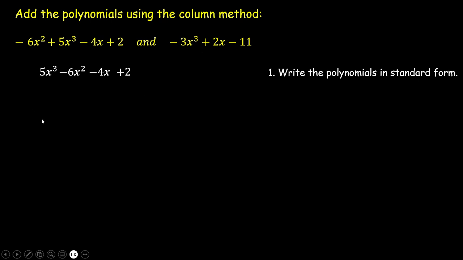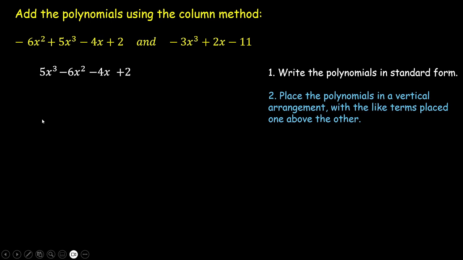Now, let's write down these polynomials in the vertical arrangement. So, here we have the first polynomial in the standard form. Then, for the second polynomial, we have −3x³. So, this will be placed just below 5x³. Okay. Then, we have 2x. We will place it here, just below −4x. And then, we have −11, which we will place here.